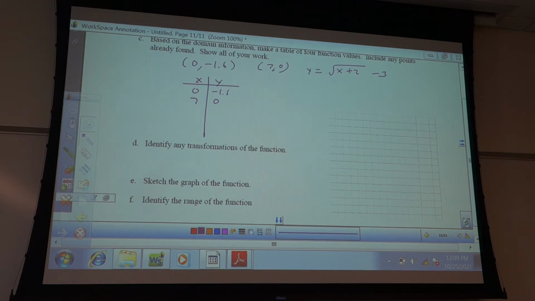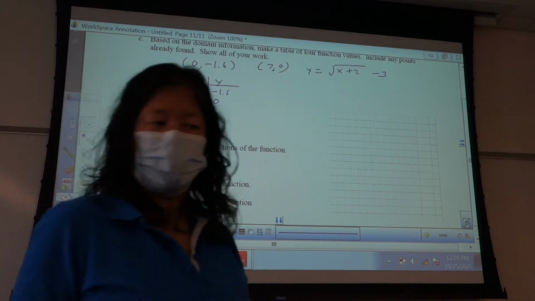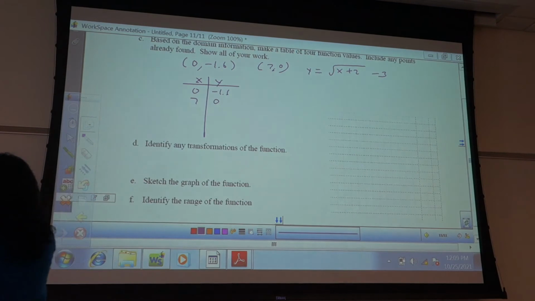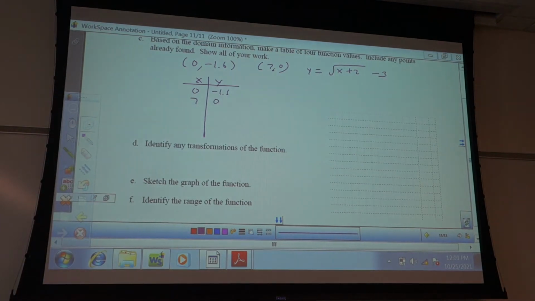What are my transformations? Write down the transformations. Left or right, or up and down. Brian, what's my transformation? Left 2, down 3. Great. Left 2, down 3.